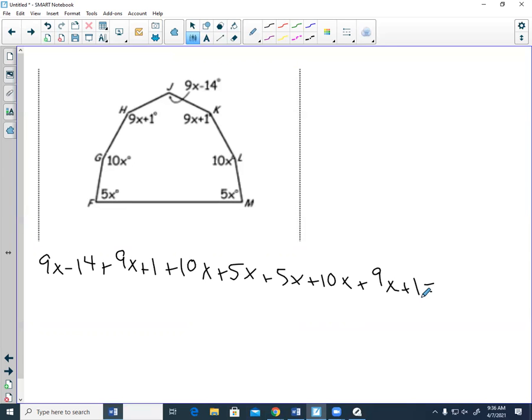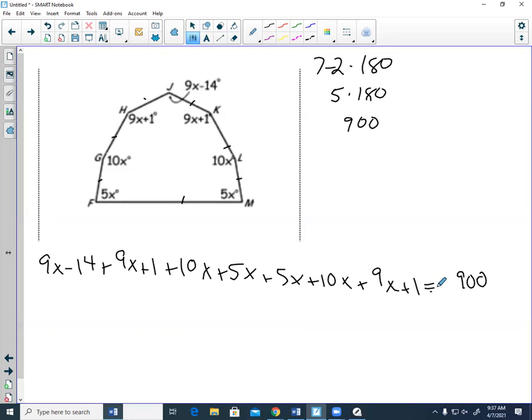Okay, so I've just added everything up. Once I've added everything up, I need to set it equal to something. And what am I gonna set it equal to? N minus 2 times 180, right? So I'm gonna figure out how many sides there are. There's 1, 2, 3, 4, 5, 6, 7 sides. So 7 minus 2 times 180 is the same thing as 5 times 180, which is 900.